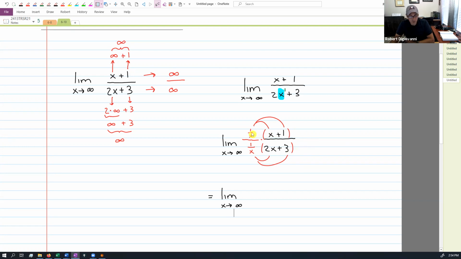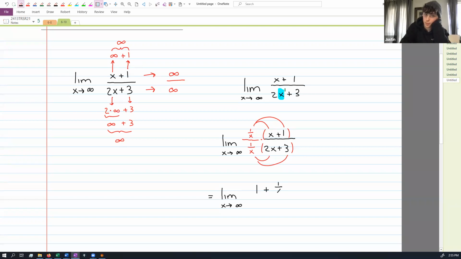So let's do our distribution. 1 over X times X gives us what? This top one? 1 over X times X, what's that? Gives us 1. 1, okay. And then plus, what's 1 over X times 1?